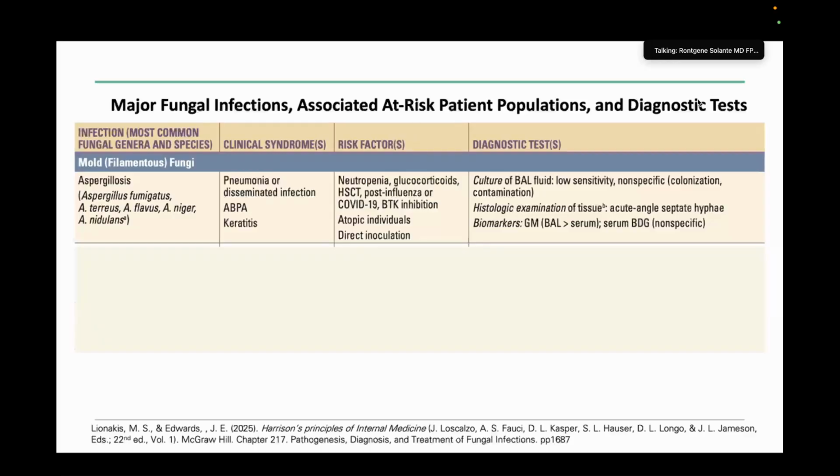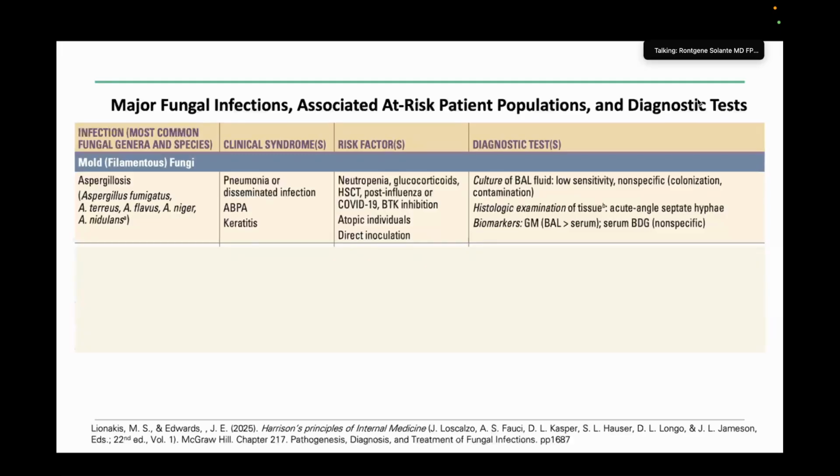Now, how will you diagnose aspergillosis? For most of these fungal infections, the diagnostic test will vary from culture of the fluid that is available, especially for pneumonia. You'll be using your bronchoalveolar lavage fluid. It has a low sensitivity and is non-specific, because the test cannot differentiate between colonization and contamination. Remember that Aspergillus can also be colonization of the upper respiratory tract.